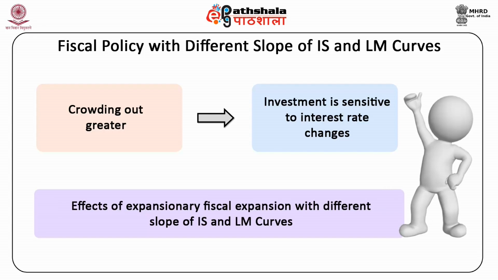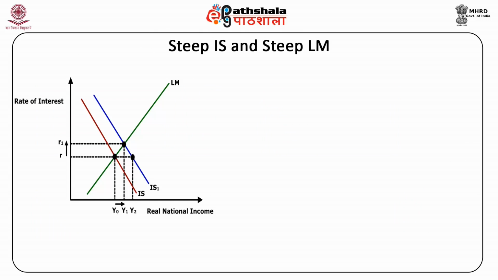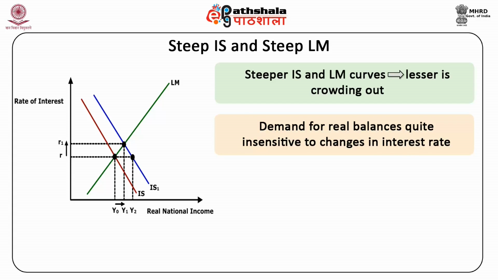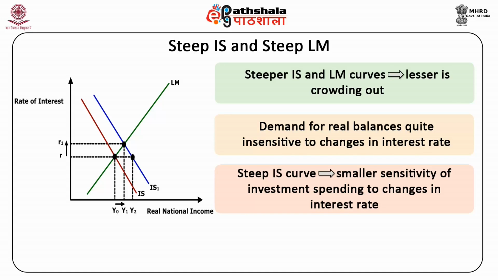Let us see the effects of expansionary fiscal expansion with the following cases of different slopes of IS and LM curves. In the given figure, it can be seen that the steeper the IS and LM curves, the lesser is the crowding out, as the demand for real balances is quite insensitive to changes in interest rate. Also, a steep IS curve implies smaller sensitivity of investment spending to changes in interest rate. Thus, crowding out is lesser in this case.